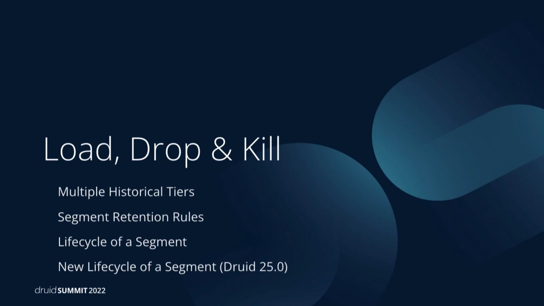So summarizing, we've talked about historicals being grouped into tiers. We've talked about retention rules and how they can be defined for the whole cluster or for individual data sources, and how you can set rules to control the life cycle of each segment throughout the tiers in a cluster. And finally, we touched on Druid 25 and how it's improving minimizing the overall space utilization during segment migrations.